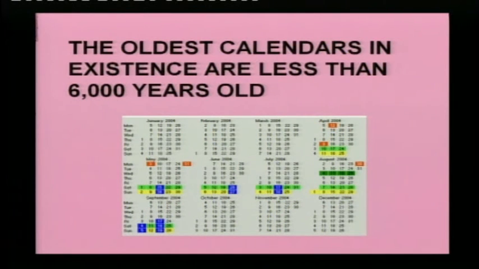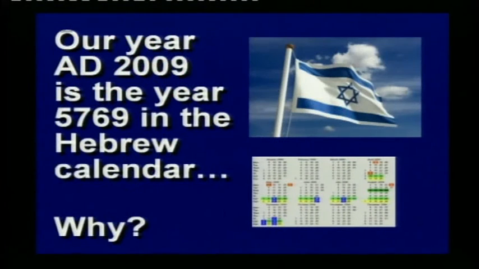Let's look at the oldest calendars in existence. They're all very young. Here's the Hebrew calendar. This year it's 5769. Why is that? Why is the oldest calendar on the planet so young? Why isn't it 4 billion years old or 3 billion years old or whatever? Why is it so young? Well, the answer is because the planet's only 6,000 years old.